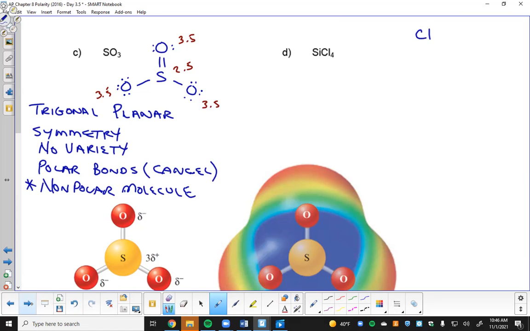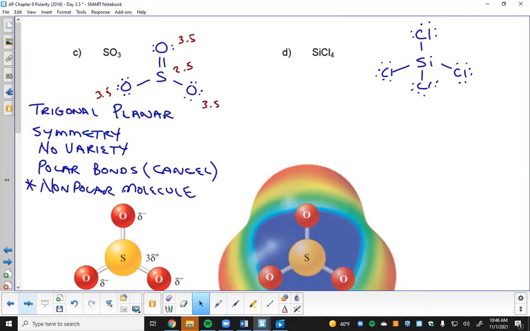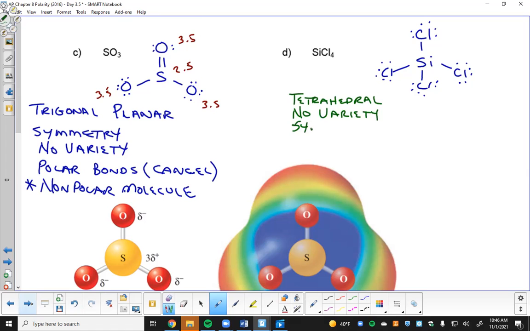SiCl4 is almost not worth doing, but I'll just put it down real quick. Tetrahedral. No variety. Symmetry. Polar bonds all cancel out for non-polar molecules.